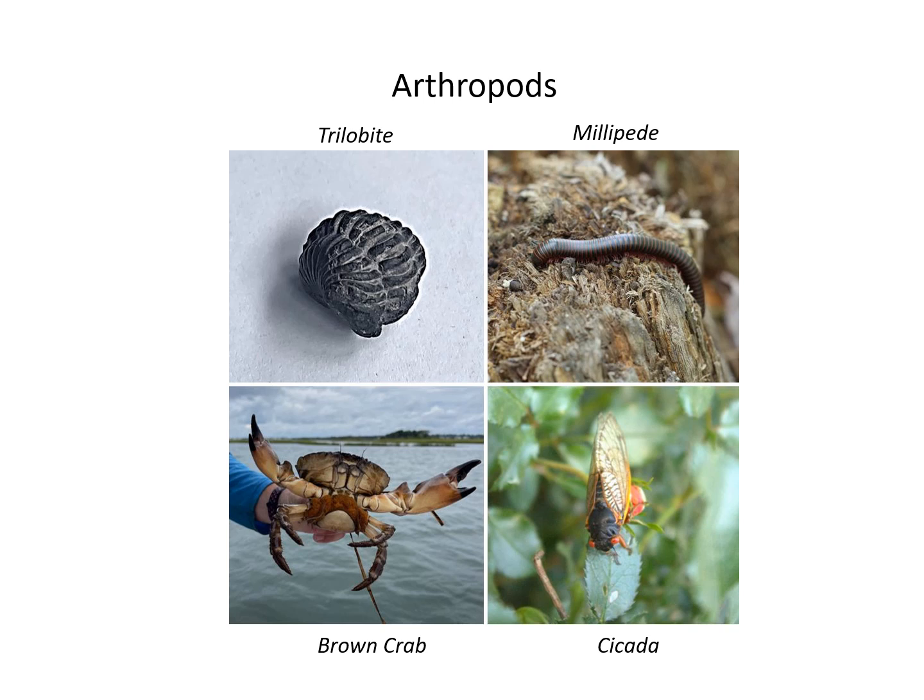In the bottom left, a female brown crab carries her eggs, showcasing maternal care common among crustaceans. And on the bottom right, a periodical cicada, emerging by the millions every 13 or 17 years to overwhelm predators and ensure survival.